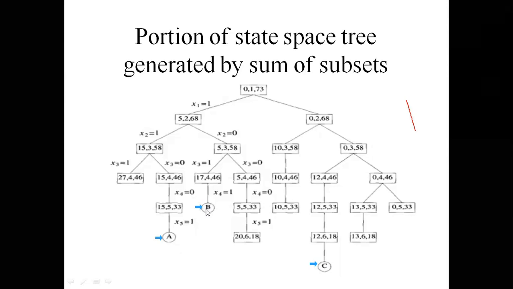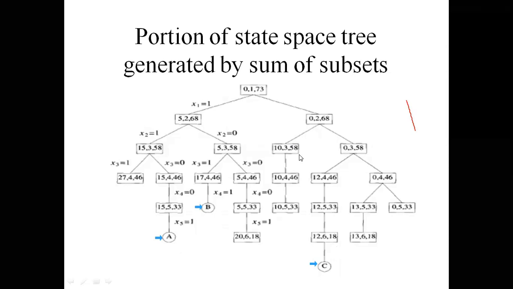And see, the output for A is 1, 1, 0, 0, 1. From the root node, check: 1, 1, 0, 0, 1. This is the output. Now see for B, what is the path? 1, 0, 1, 1. This is the solution. Now see for node C. You have the path 0, 0, 1, and then 3 zeros, if you observe.